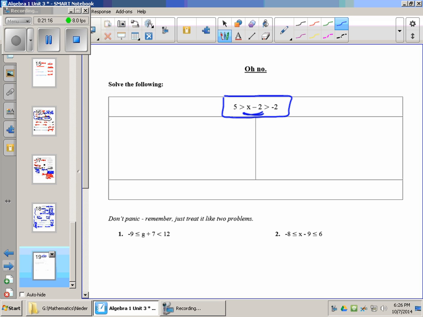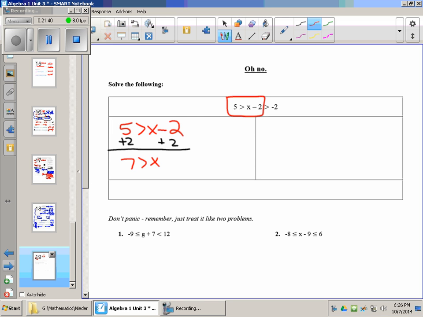It might look really ugly, but never fear. All we're going to do is split it into 2 problems, okay? I'm going to first pretend that all I see is that problem: 5 is greater than x minus 2, right? That has to be true, okay? So I'm going to go ahead and solve that. You guys know how. Add 2 to both sides. What do I get? I get 7 is greater than x, right? Or I like to always put my variable first. If 7 is bigger than x, that means x is less than 7, right? Okay, so that's one part of the solution.